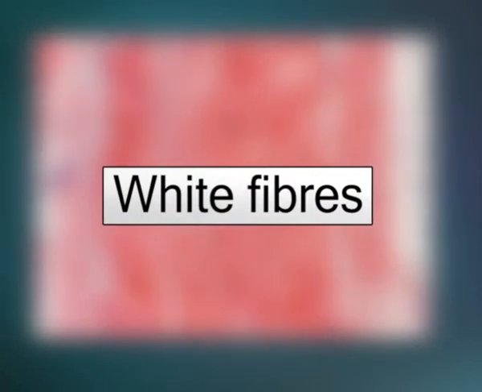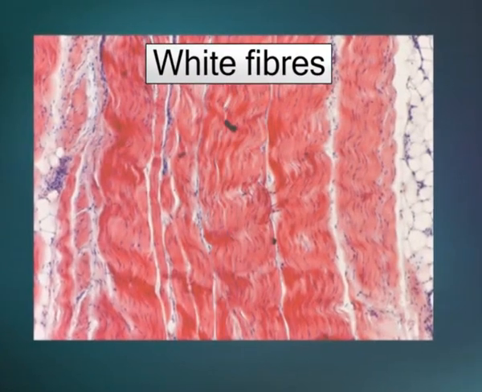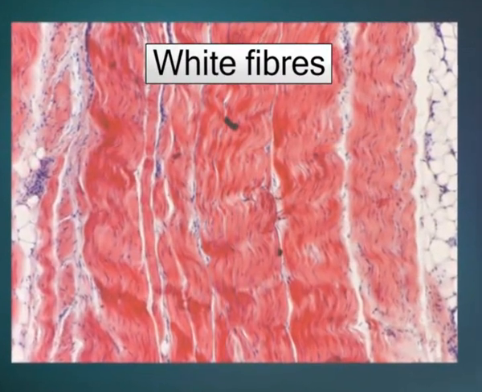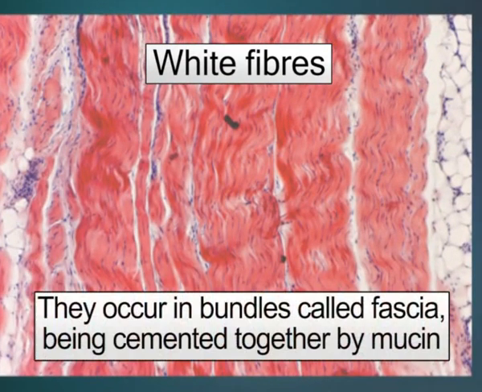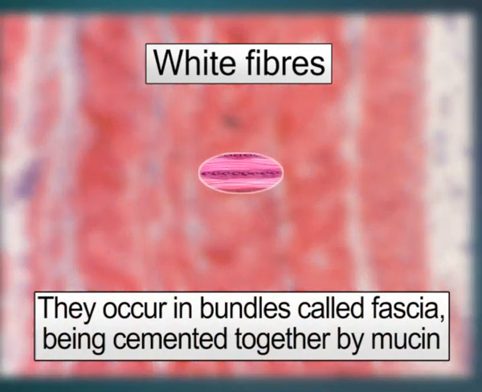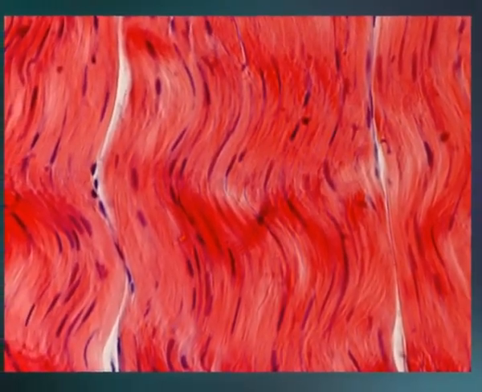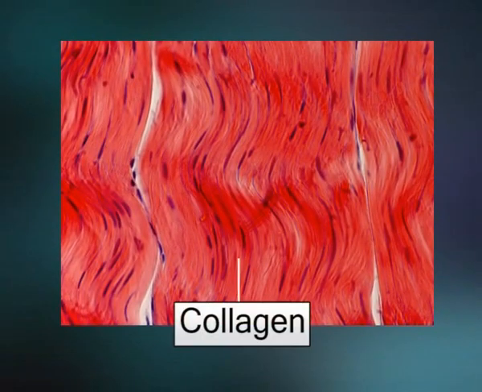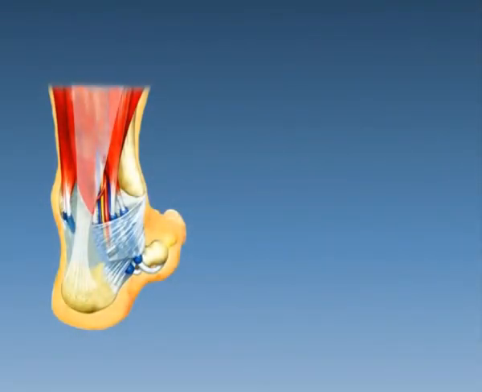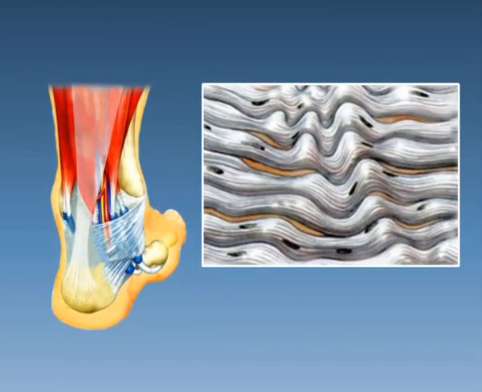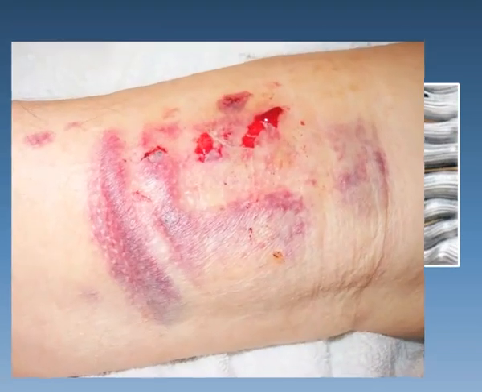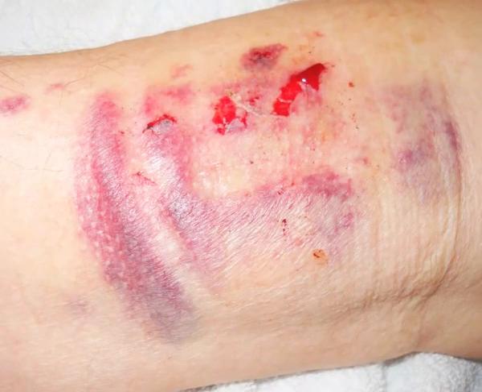White fibers. The white fibers are very fine and wavy and are found abundantly. They occur in bundles called fascia, being cemented together by mucin. They are flexible but inelastic and unbranched. They are formed of a protein called collagen. The collagen fibers provide firmness to the tissue. The collagen fibers are formed at the site of injury for healing.